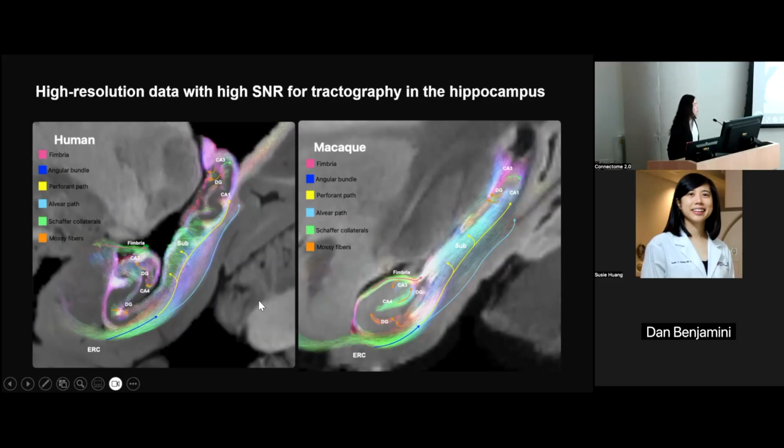So this really demonstrates that our data supports detailed anatomical investigation and also cross-species comparisons of structural connectivity.